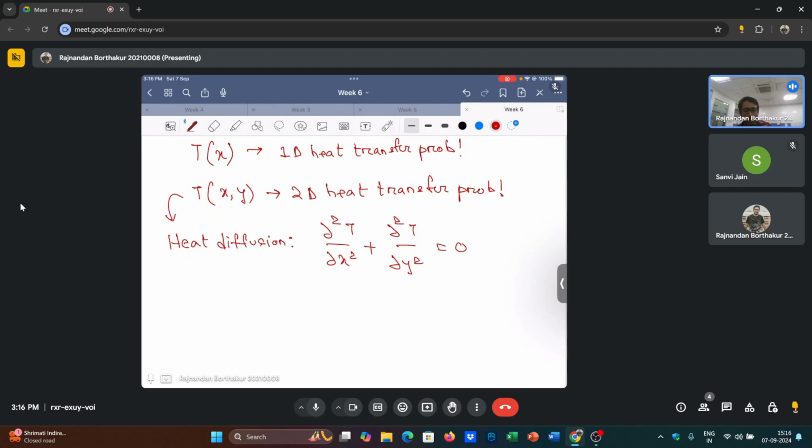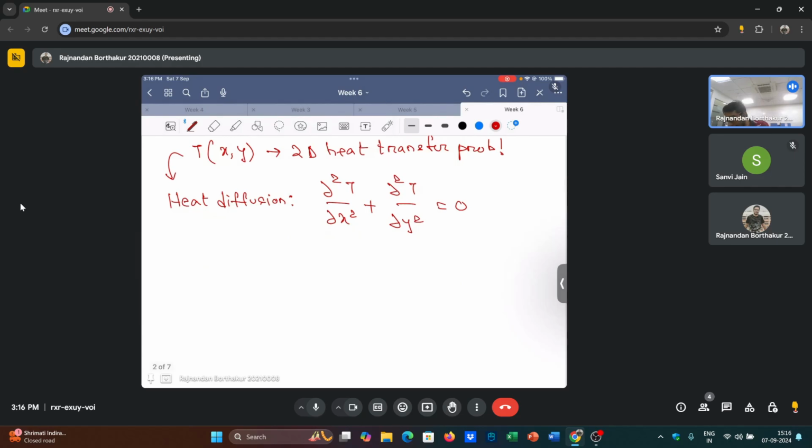Let's say my boundary is just a slab. I fix my axes such that this becomes my x-axis and this becomes my y-axis. Let's say I prescribe some temperature: this is T0, this is T0, this is T0, and this is T1. And let's say my T1 is greater than T0.